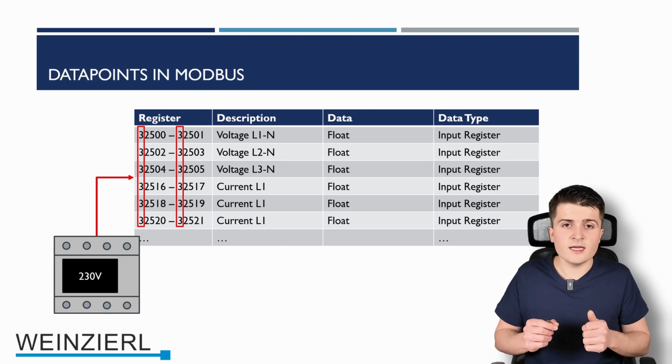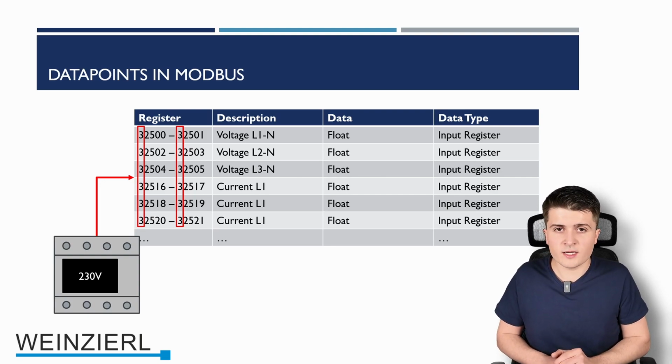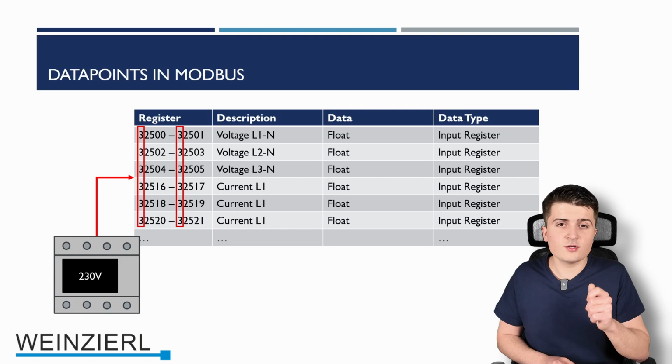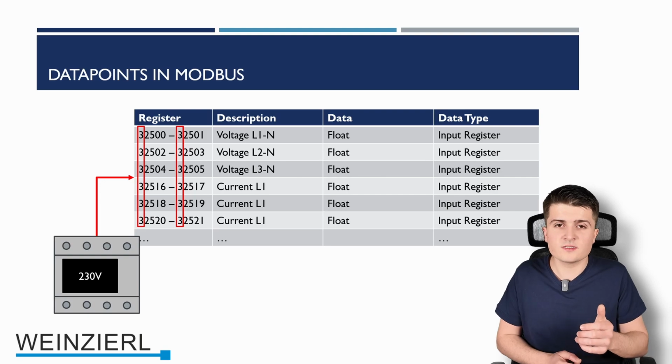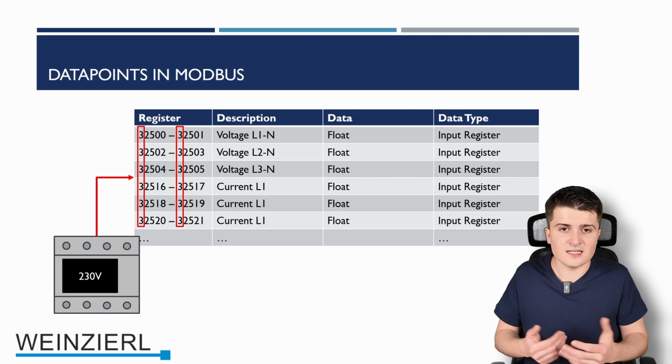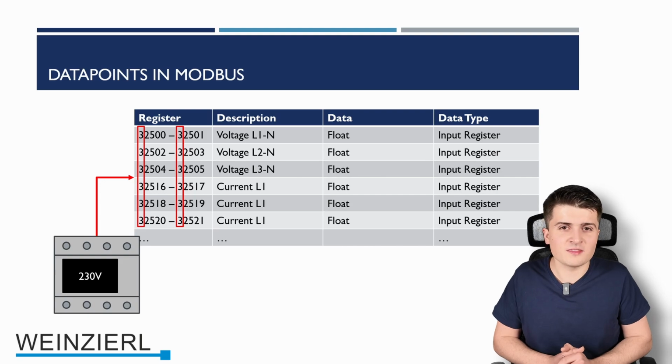And so therefore when you later on enter this data point in the parameterization of the gateway, you have to remember that you have to delete this prefix. So the real address is 2500 and this prefix is just to document the data type. And so therefore again it's important to take a close look at the manual.